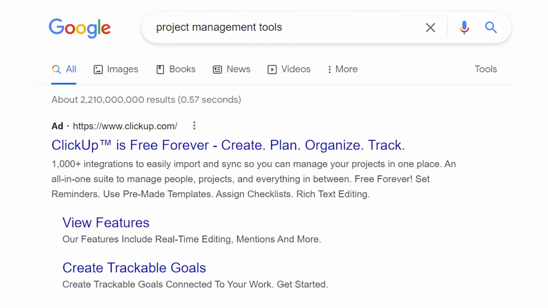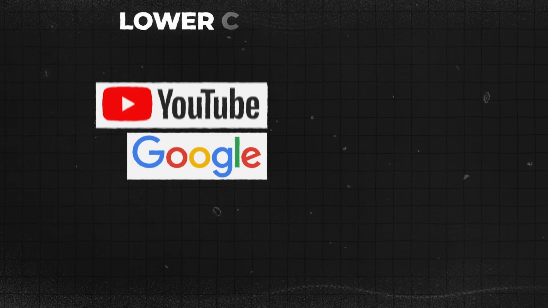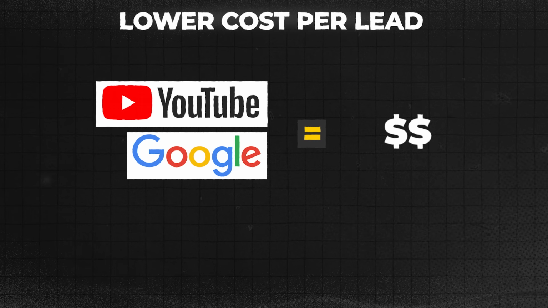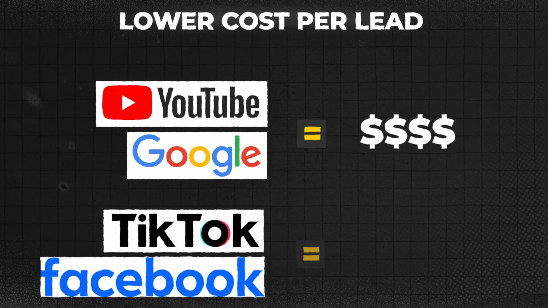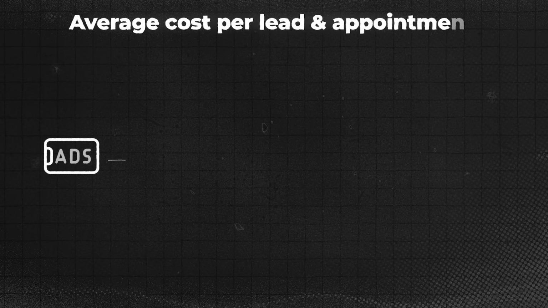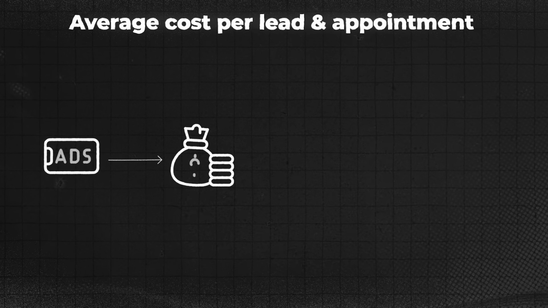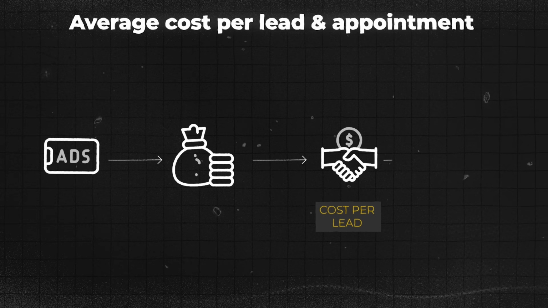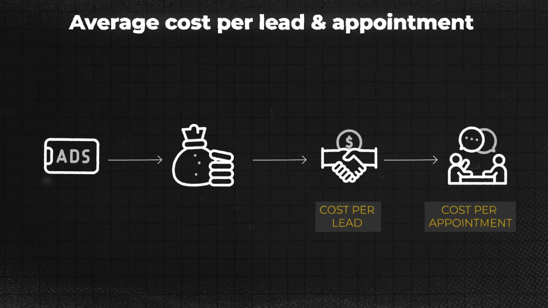You could use Google ads and YouTube ads, but in my experience, they're more expensive and you can get a much lower cost per lead and cost per appointment just by using Facebook or TikTok instead. So that's what I generally recommend. And then when you start running ads, what will happen is after spending a few $1,000s on ads, you'll be able to get your average cost per lead and average cost per appointment for the ad platforms that you're using.